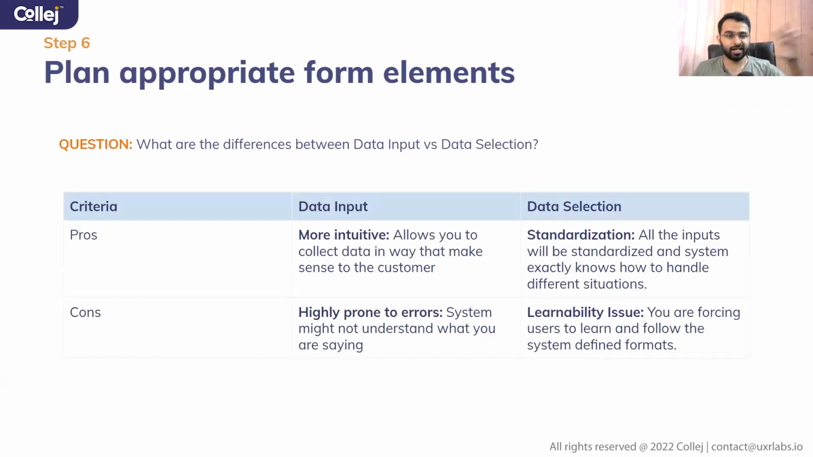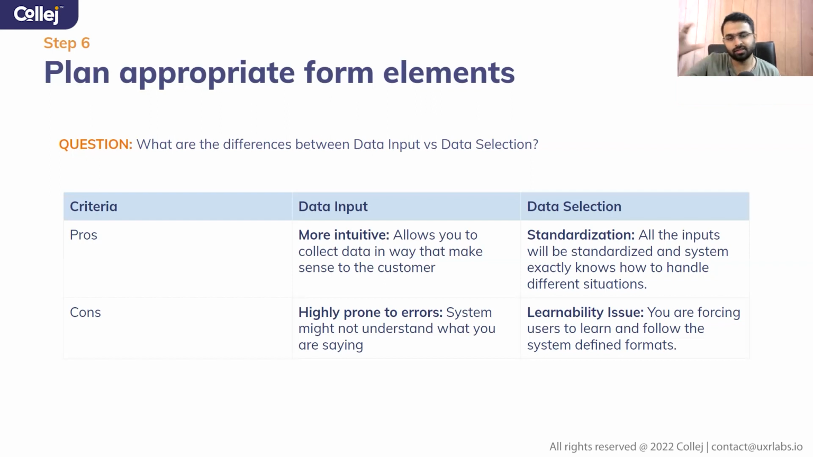The pros for data input: it is more intuitive. You don't have to think about the constraints. You can input whatever you want. So I want to buy a shoe, you are not having to think about any rule. But the con is it's highly prone to errors, because when you are trying to write, I want to buy shoes, you might miss some spellings because you're a human being. You tend to make mistakes and it's natural.